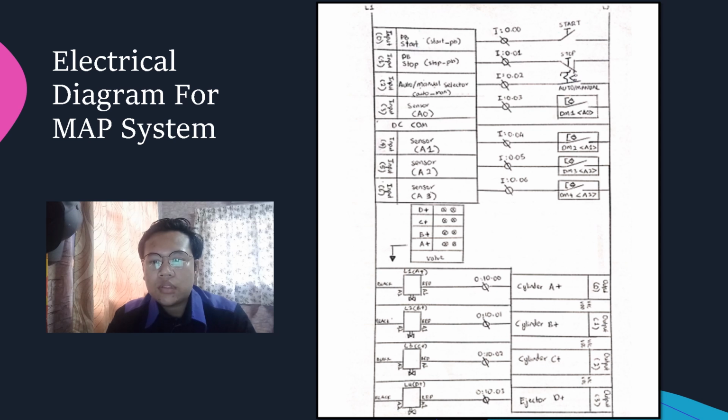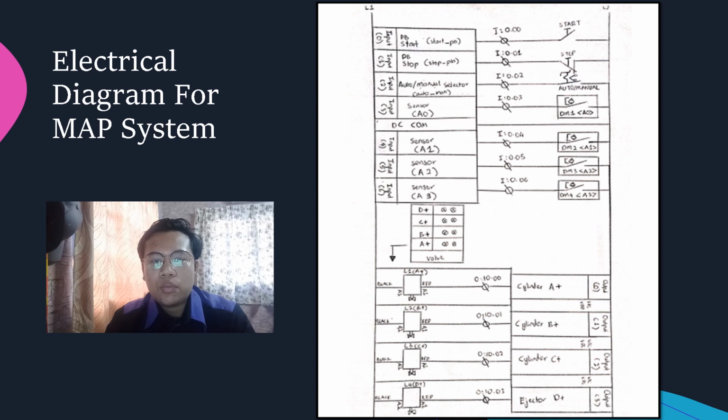The electrical flow starts from input 0, which is push button start, when using the PLC program OMRON. The address is 0.00 and the contact start is open because it is a normally open contact. For input 1, which is push button stop, the address is 0.01 and the contact stop is closed because it is a normally close contact. Not only that, the electrical flow moves to input 2, which is the auto manual selector.